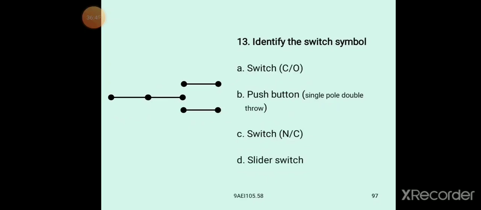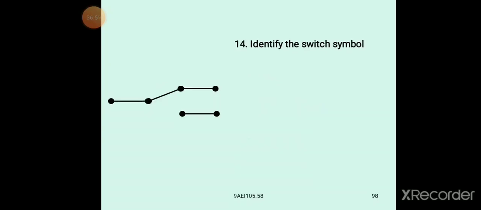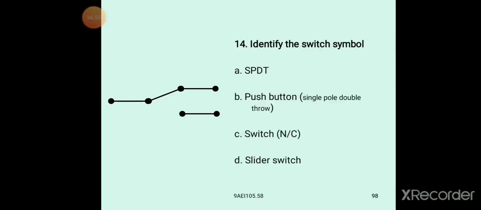Now identify this one, single pole. What type of switch is this? Single pole, double throw. The answer is B. Identify the switch symbol. Single pole. The answer is single pole, double throw.